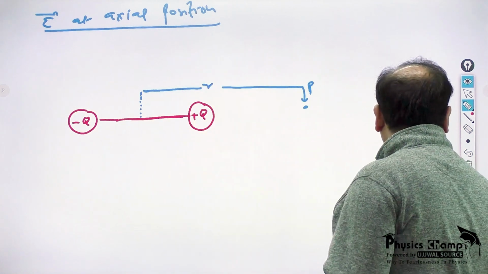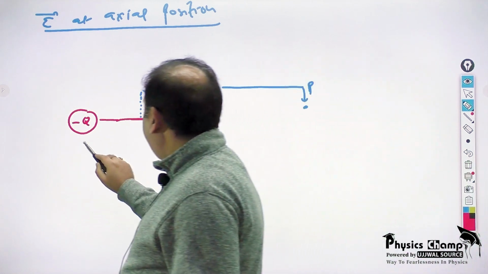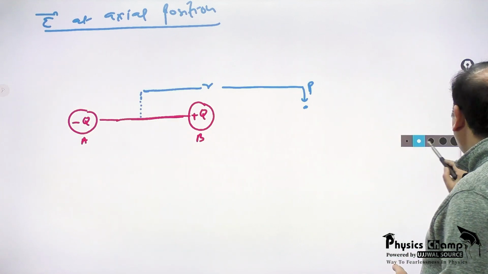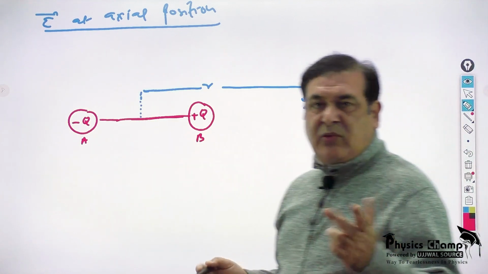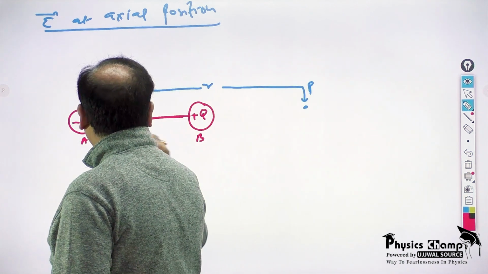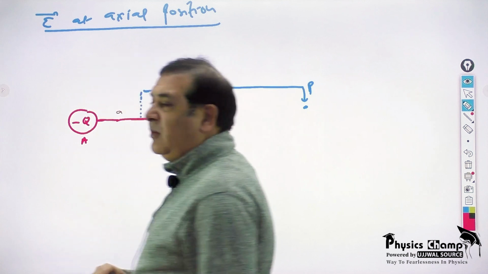I call these two charges A and B. The separation between the two charges, as you have understood, should be called A and A. Total separation is what? 2A.